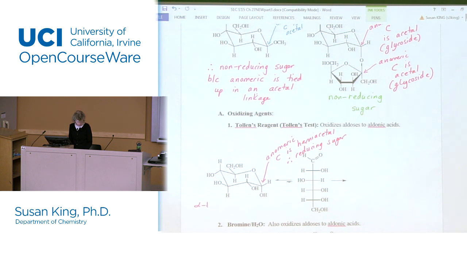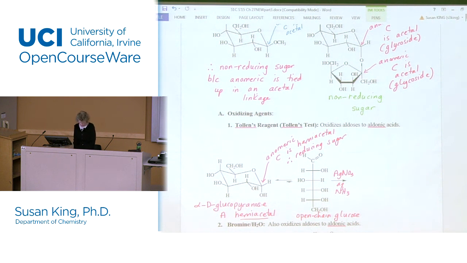And so this is alpha-D-glucopyranose, a hemiacetal. All right, so that means that the ring can open up, and once the ring opens up, this is now open chain glucose, and when it's open, then it's oxidized. And the reagent is silver nitrate in aqueous ammonia. So that's Tollens' reagent.